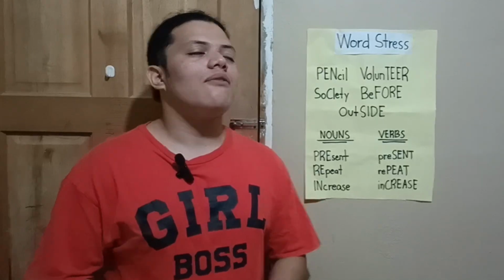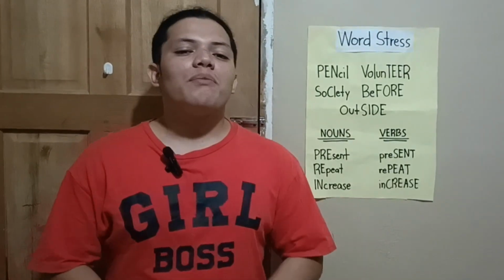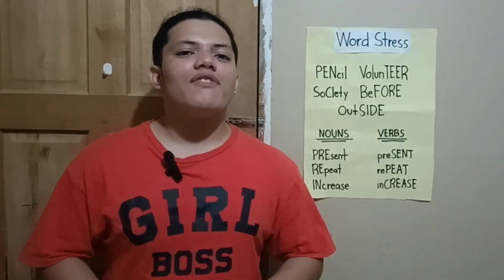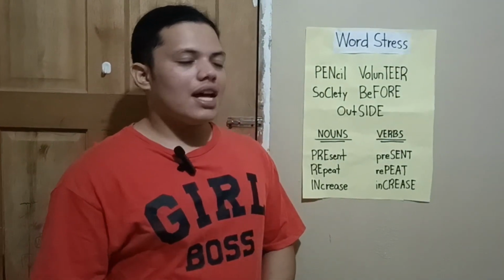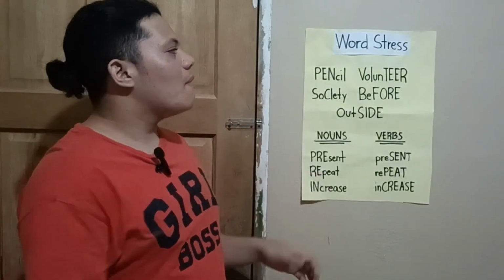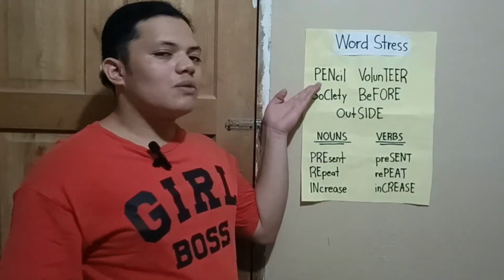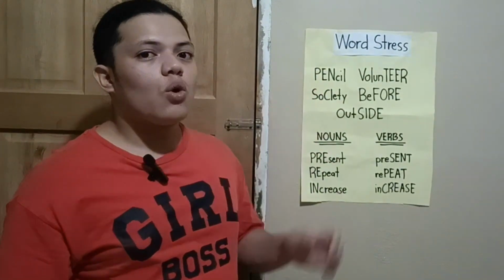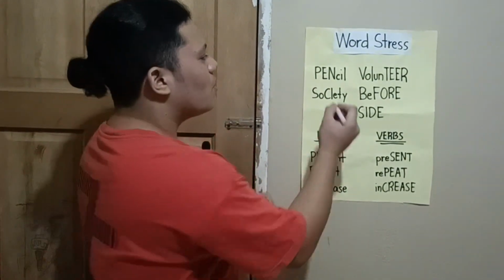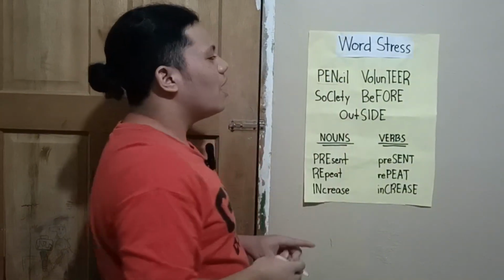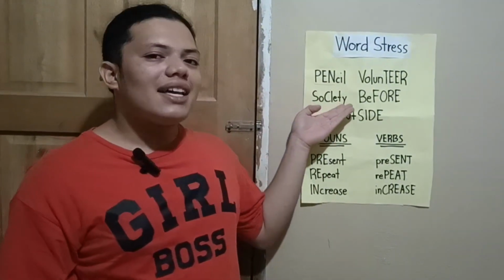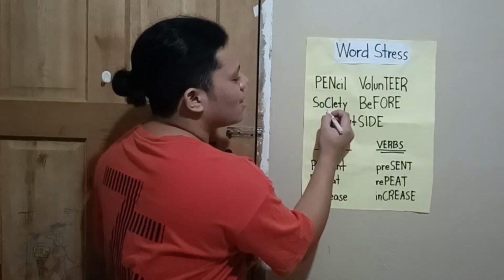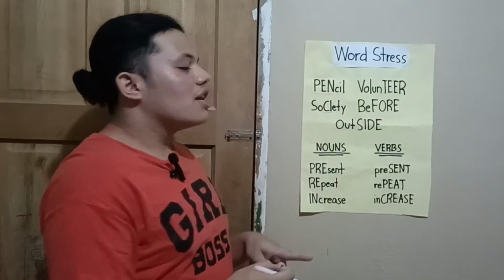So first we have the word stress. The importance of word stress is to emphasize the meaning and syllable of the word. As an example, we have pencil. The words that have big letters show the stress. So here, PEN, pencil. And second, we have society. Here, the C and I is stressed.